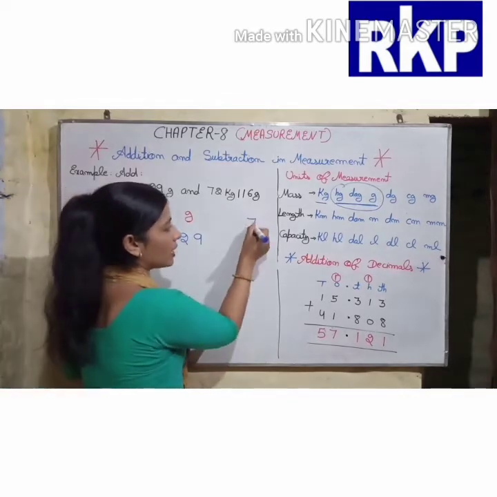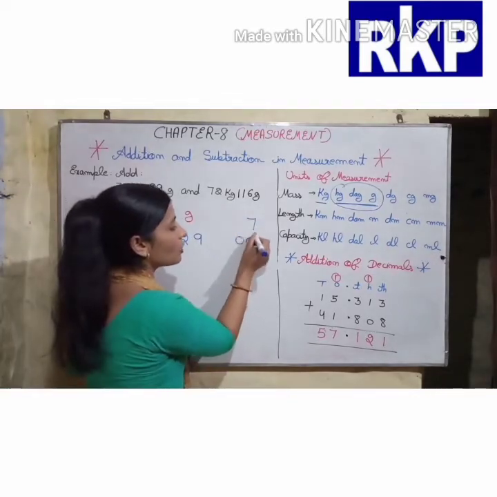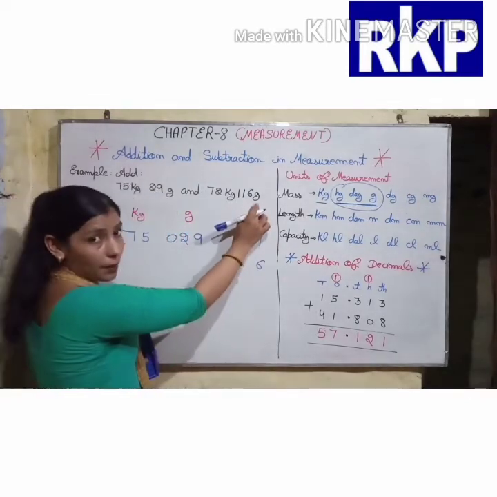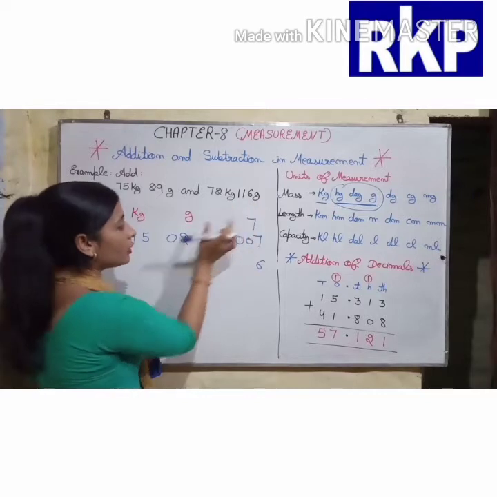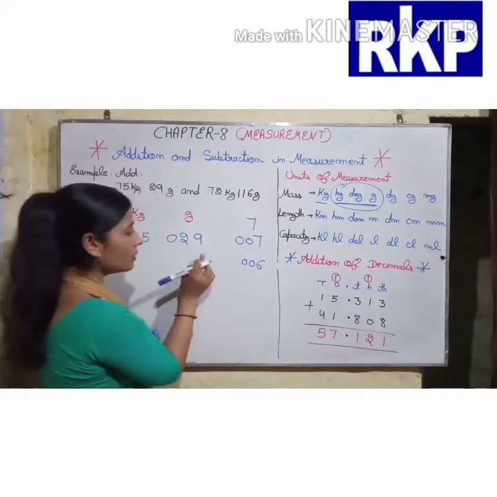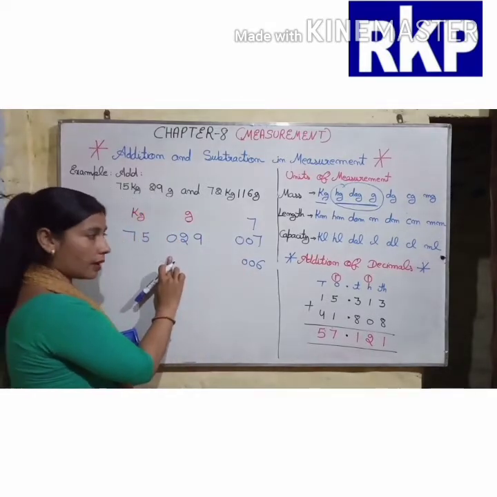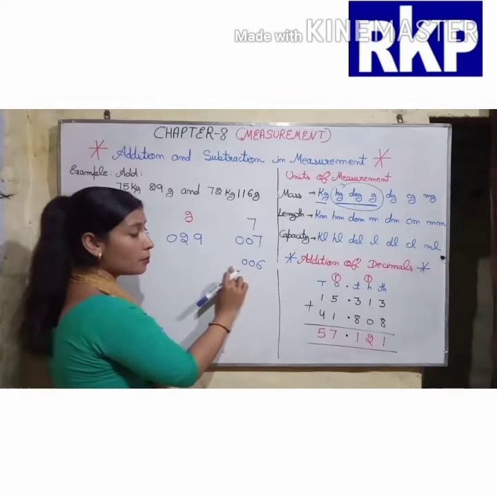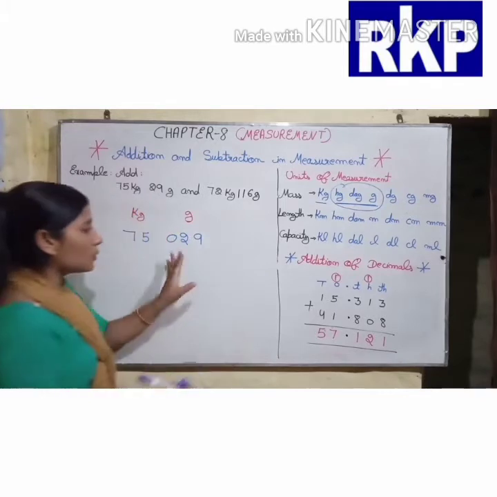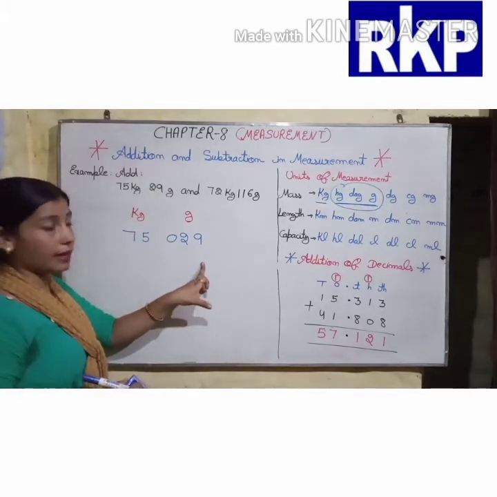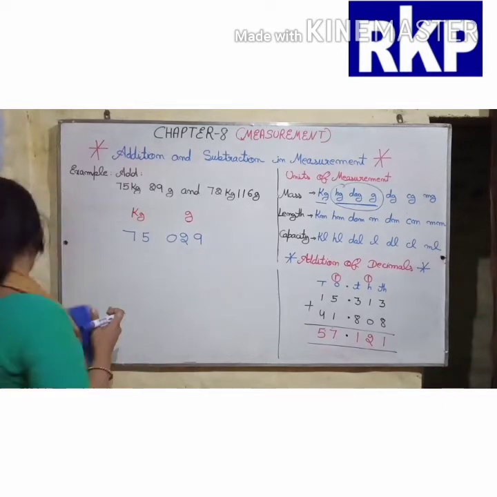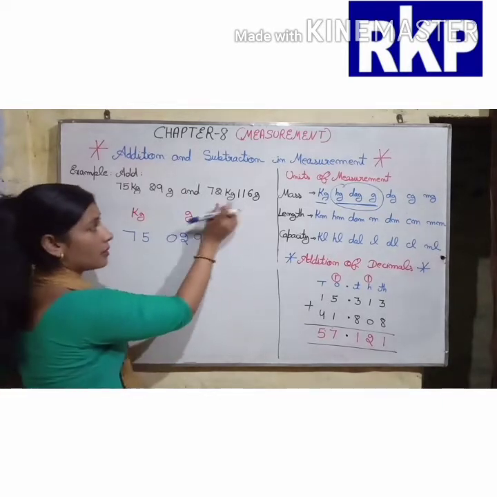If we have 7, then we can write this 007. If we have 6, only 6 grams, then we need to write 006, which means 6 grams. So we have to start writing from right side. 9 here, then 2, then 0. Now let us write next.